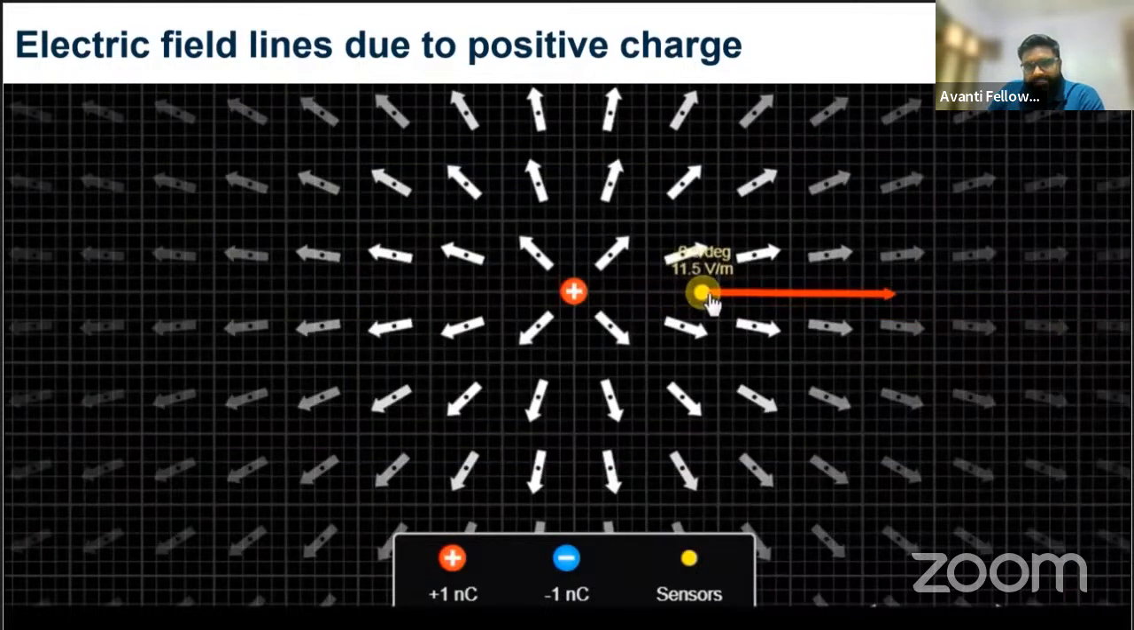You can see that as we are moving away, this length is decreasing, which means the strength of the field is decreasing.